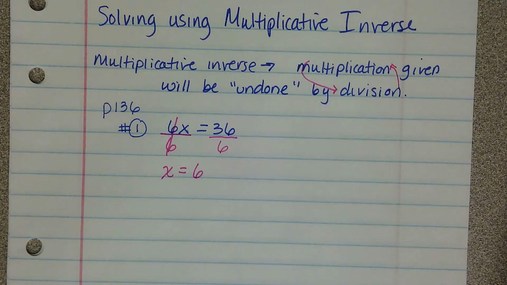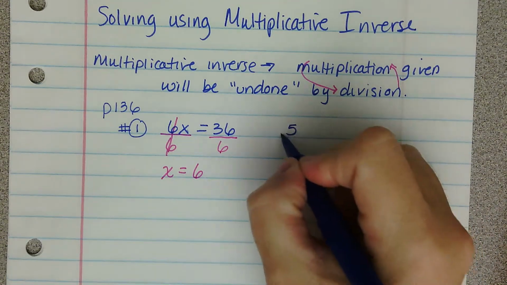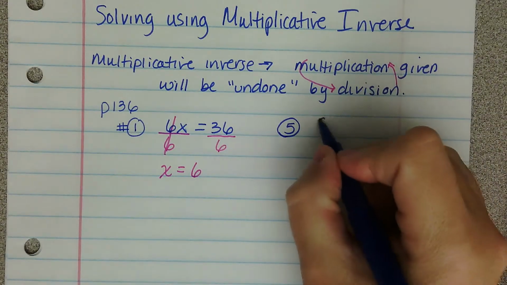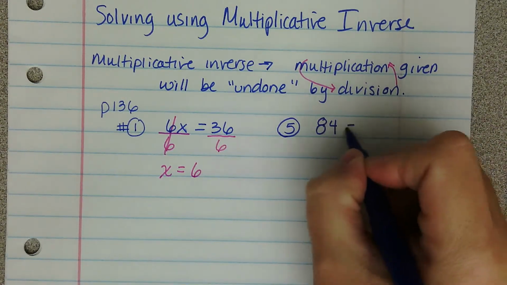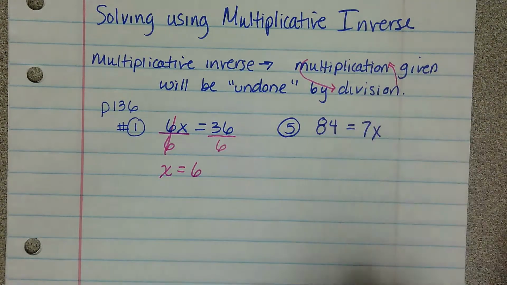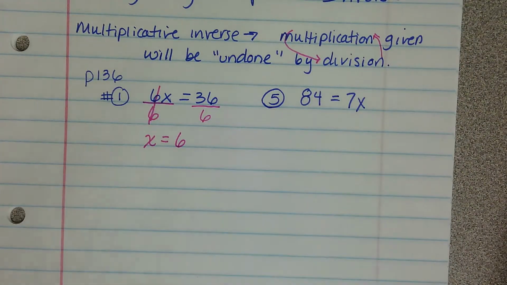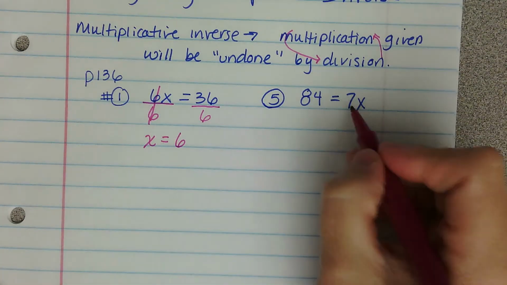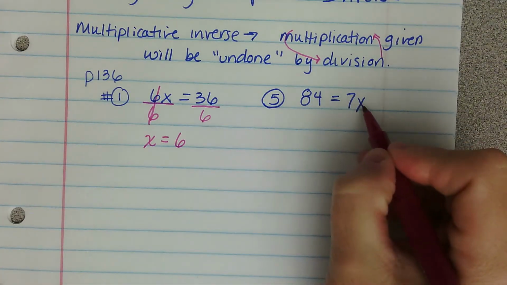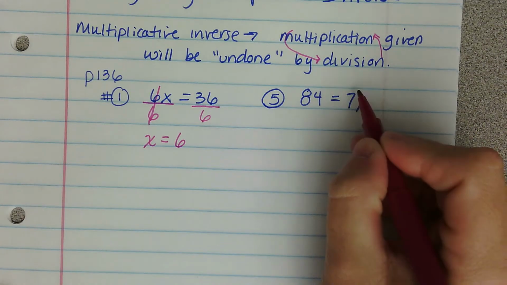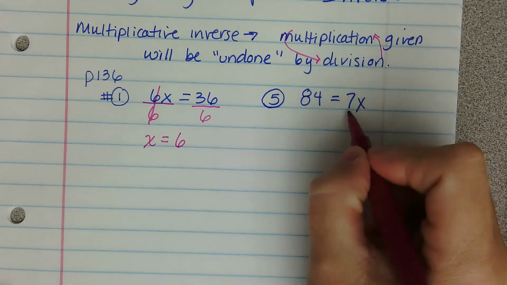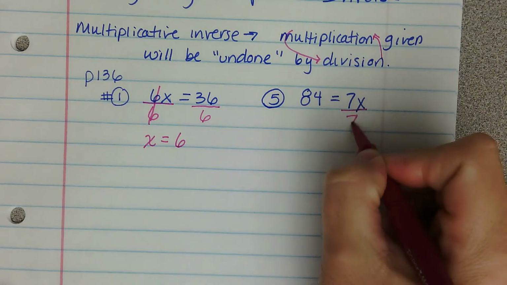The next example that I wanted to do with you was number 5. This is right out of the textbook. 84 equals 7x. Now, why I picked number 5 was because the x is on the right side of the equals. We're still trying to get x by itself. There's still a 7 here, and the 7 is being multiplied by that x. So to get rid of the 7, we've got to do the opposite of multiply, which is divide. So we're going to divide both sides by 7.